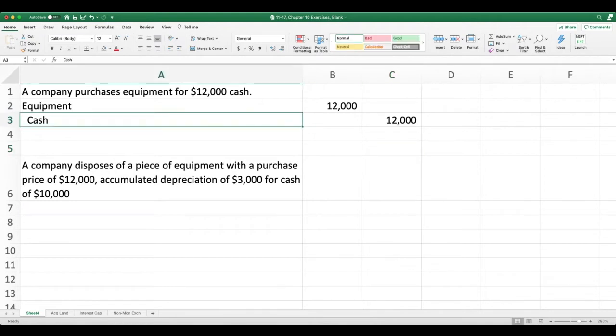So we're trading cash, which is an asset. We're going to reduce cash by crediting it for $12,000 and increase equipment, which is a debit to equipment for $12,000. So that is just a transfer between two resources on the balance sheet. We're trading in cash for equipment.